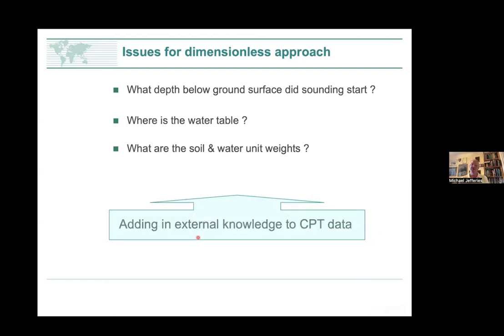And the key thing is you're adding in external knowledge. The CPT, when we push it into the ground, we data log it. There's no argument about what we've measured. But as we turn it into dimensionless numbers, we're now adding in external knowledge to compute these dimensionless ratios. And again, you need to document those and have a good rationale for what you're doing.